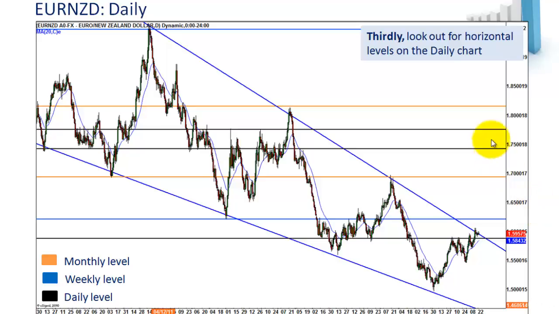As you can see with Euro New Zealand at the time of producing this, it's nicely trending down on the daily, so we can reasonably expect, based on the technicals, that price action is going to turn at this point right here and make a new lower low, as we've been making lower highs and lower lows.